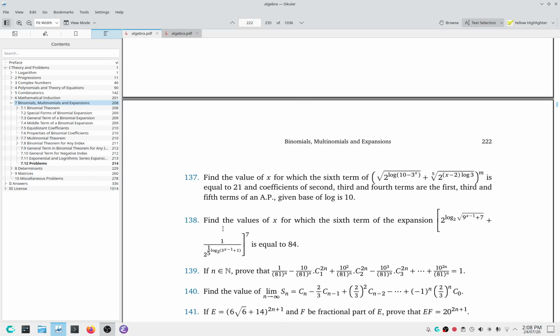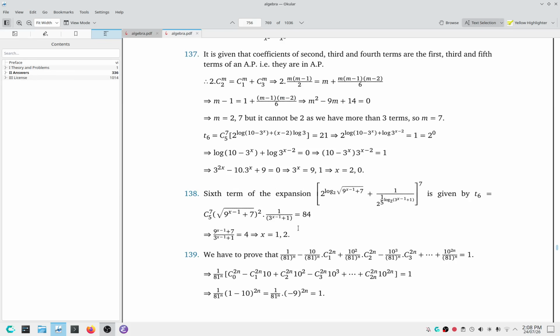Question 138 says find the value of x for which the sixth term of the expansion, 2 to the power log of square root of (9 to the power (x minus 1) plus 7) with base 2, plus 1 upon 2 to the power (1 upon 5) log of (3 to the power (x minus 1) plus 1) with base 2, whole to the power 7, is equal to 84.